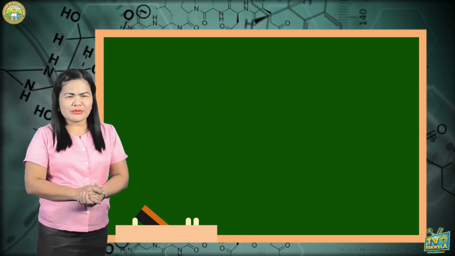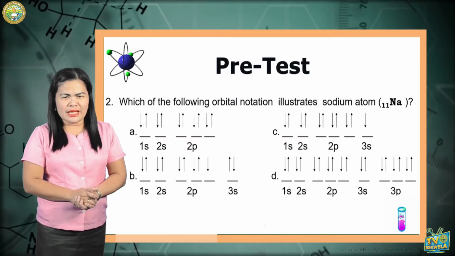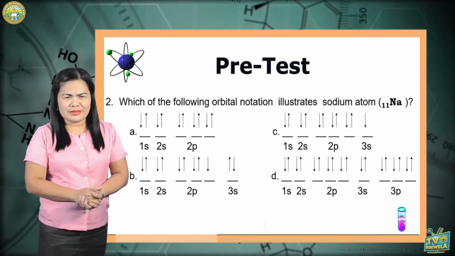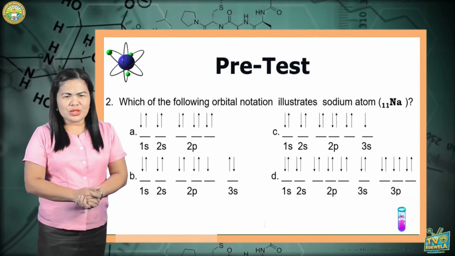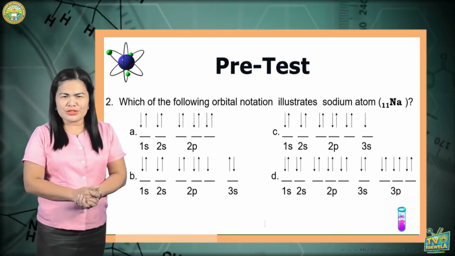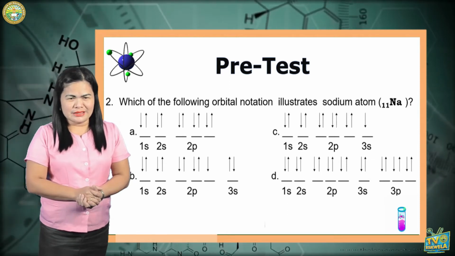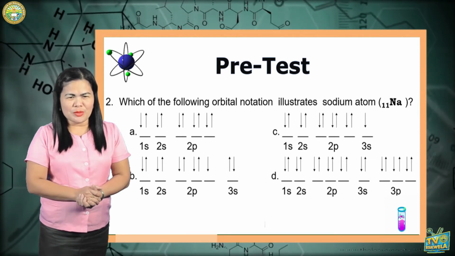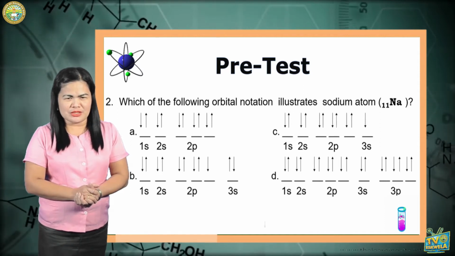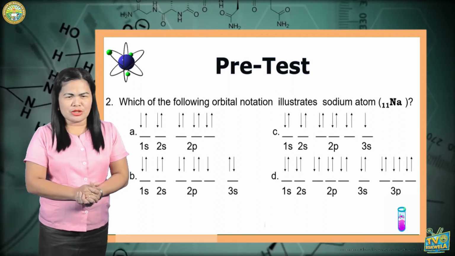Number 2. Which of the following orbital notation illustrates sodium atom? A. 1s with 2 opposite spins, 2s with 2 opposite spins, 2p with 6 opposite spins in all.